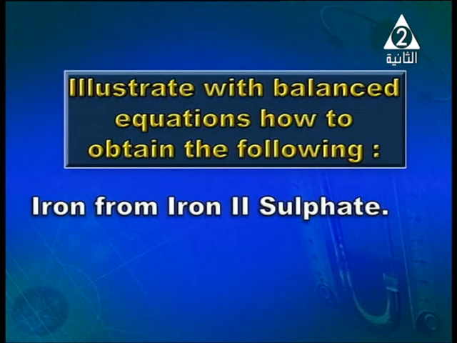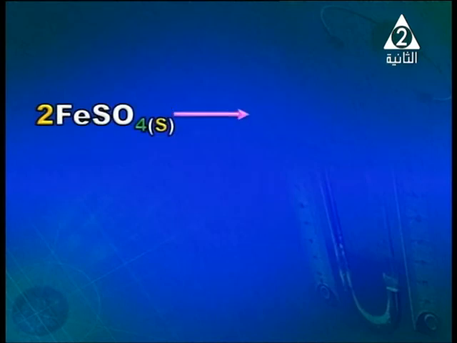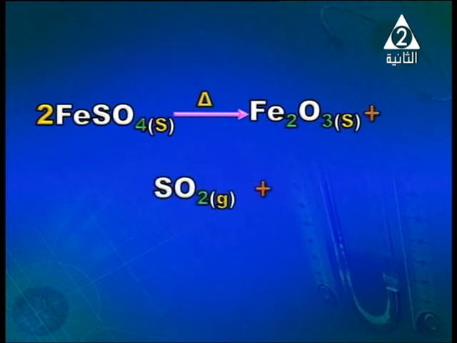Illustrate with balanced equation how to obtain the following. Iron from iron 2 sulfate. Starting from iron 2 sulfate, by the effect of heat, it decomposes into iron 3 oxide Fe2O3 plus sulfur dioxide gas and sulfur trioxide gas.